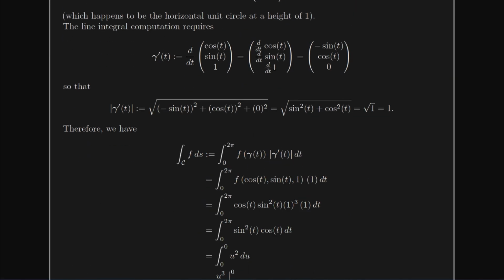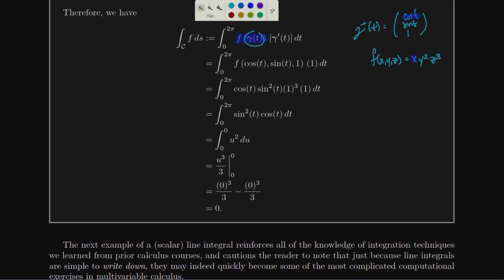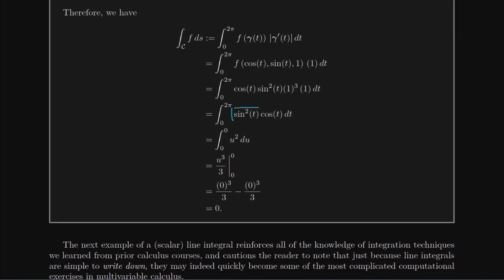All I have to do is actually evaluate f along gamma. So let's recall f of x comma y comma z was x y squared z cubed. If I'm evaluating that along gamma, when we remember gamma was cosine, sine, and 1, we're just going to plug a cosine in for x, a sine in for y, and a 1 in for z. That's why we see here a cosine for x, a sine for y, so it's sine squared, and a 1 for z, as well as a multiplicative 1, which was coming from the magnitude of the derivative of my curve. Simplifying everything, what do I see? I just see sine squared times cosine.